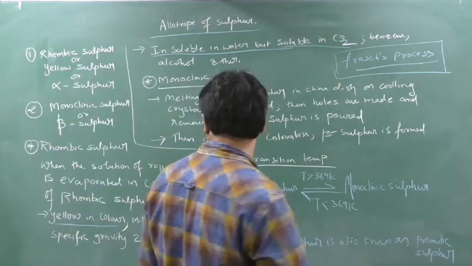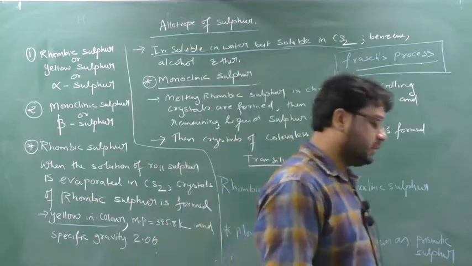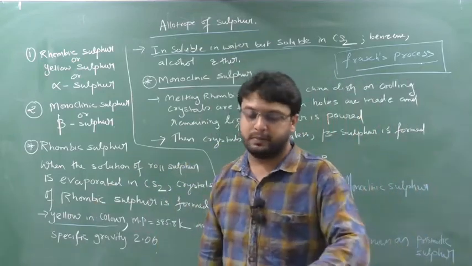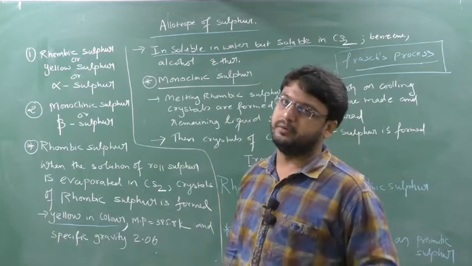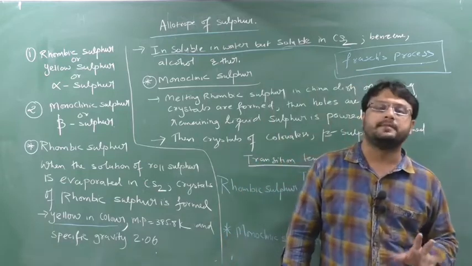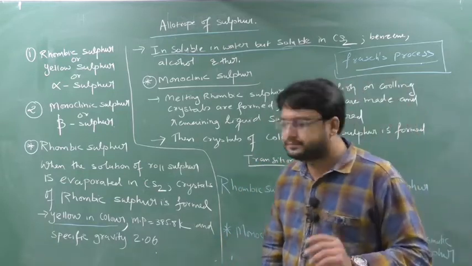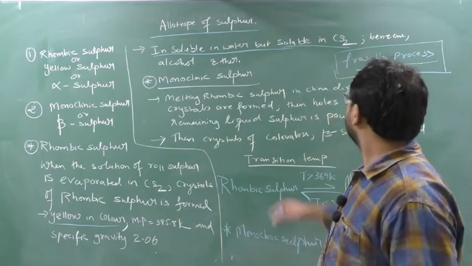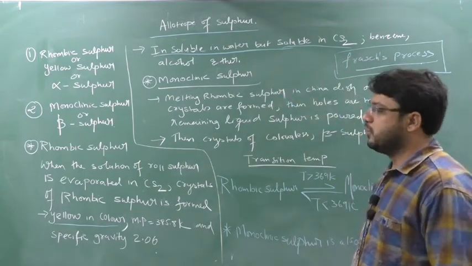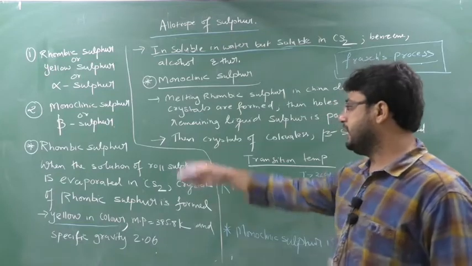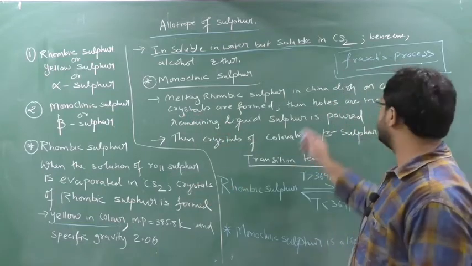So please remember that rhombic sulfur is insoluble in water, and whenever anything is insoluble in water, it will be soluble in a non-polar solvent like carbon disulfide, benzene, ether, alcohol. Next we have monoclinic sulfur. So how to form monoclinic sulfur? You have to take the rhombic sulfur and heat it in a china dish.